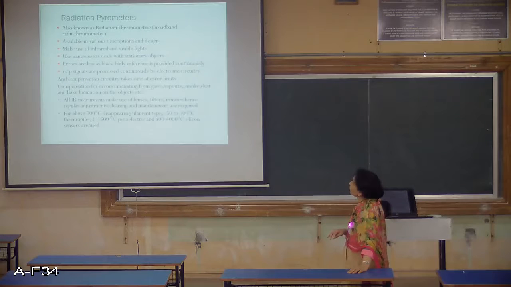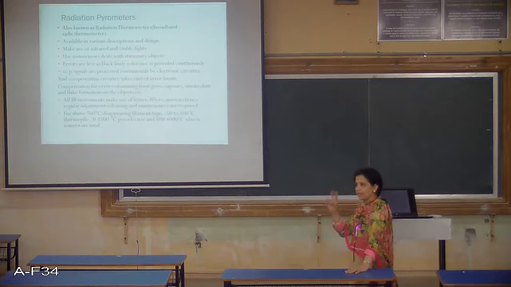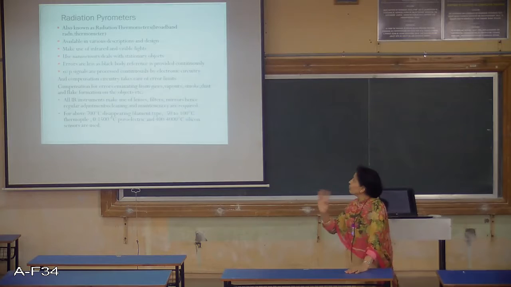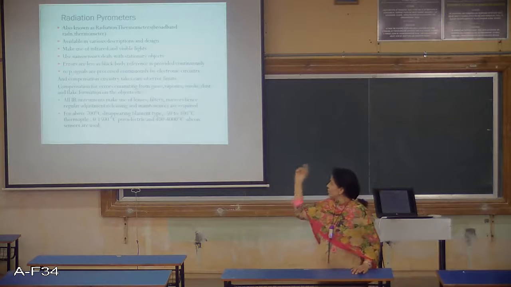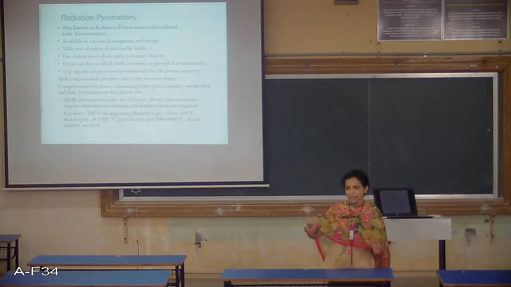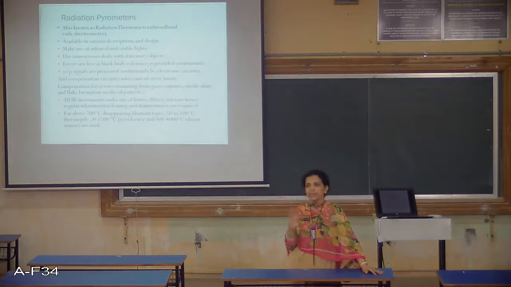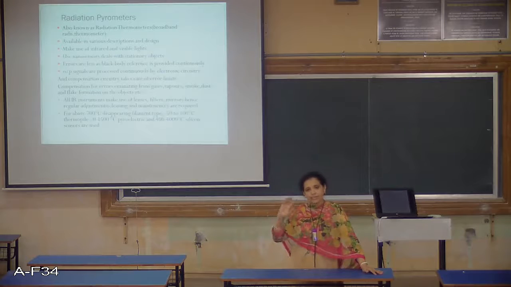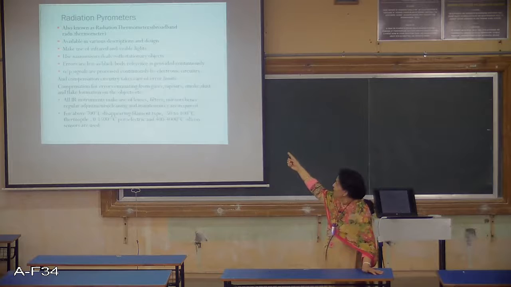Now they are available in various descriptions and designs. These descriptions and designs basically all depend on your affordability, the application where it is used, and the tolerance level, what is okay with you. If 1 degree variation is okay, they come with that tolerance band. If 10 degrees is okay, suppose in some furnaces, even a 10 degree variation in some cases is okay. Even in some machinery or failure testing, 5 or 10 degrees variation is okay. So depending upon the requirement, they are available in various descriptions.